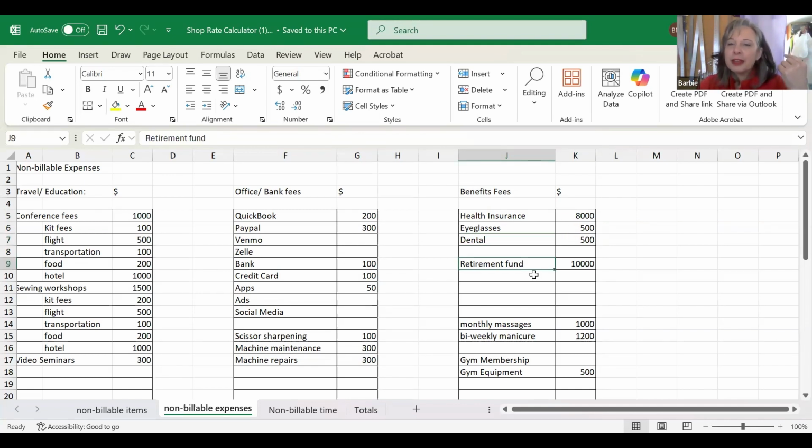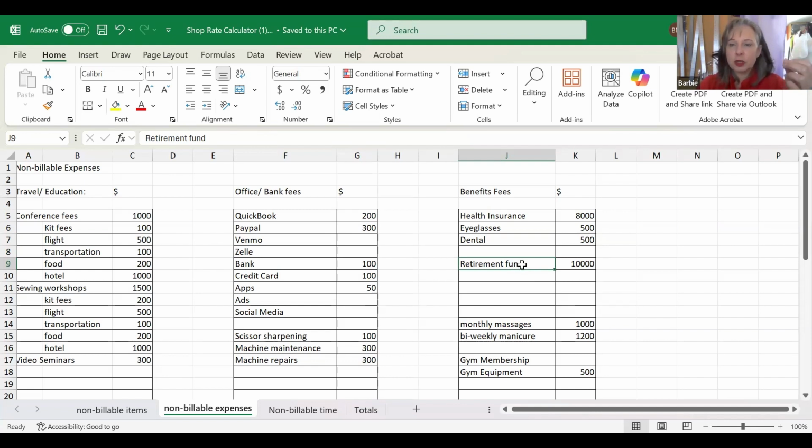Okay. Put in some money for your retirement fund. How much do you want to contribute to a retirement fund every year? A lot of people have a 401k. How much are they putting in every year? Put in that same amount.